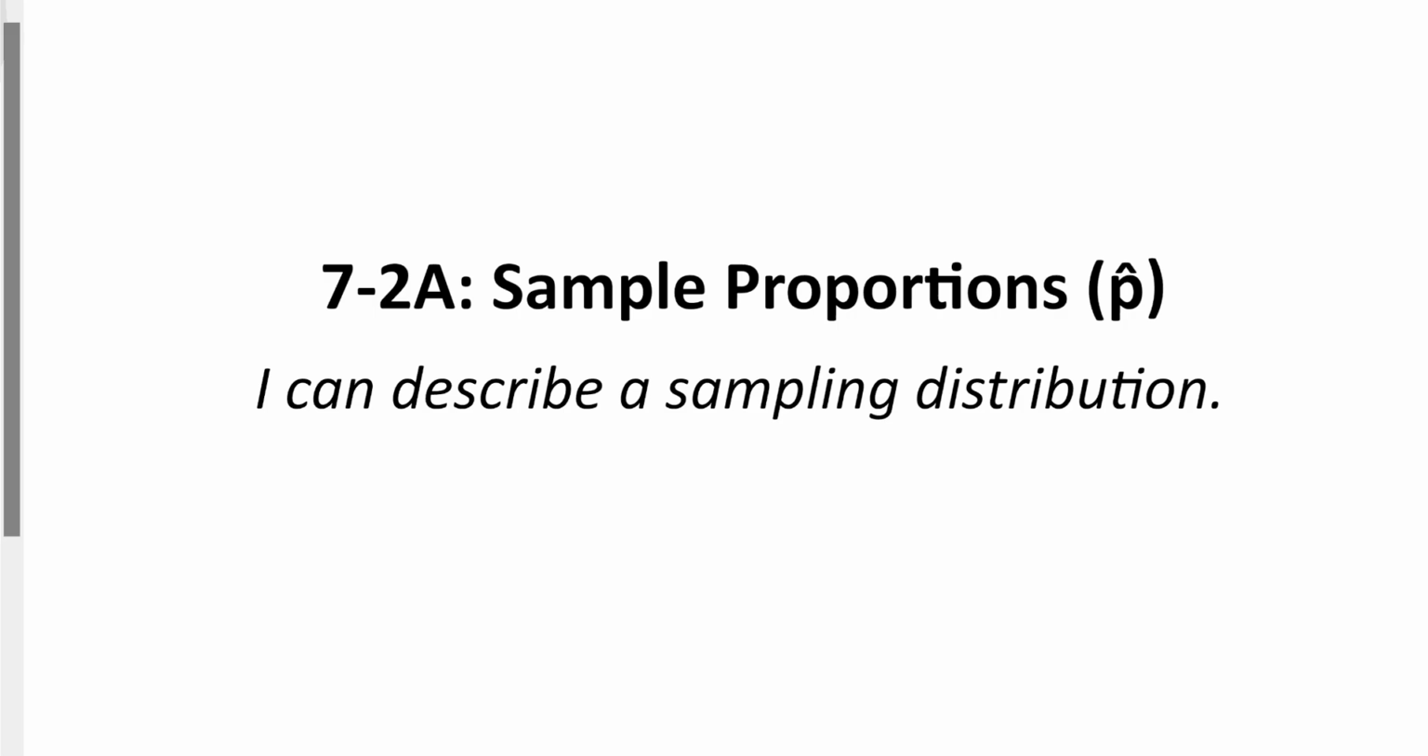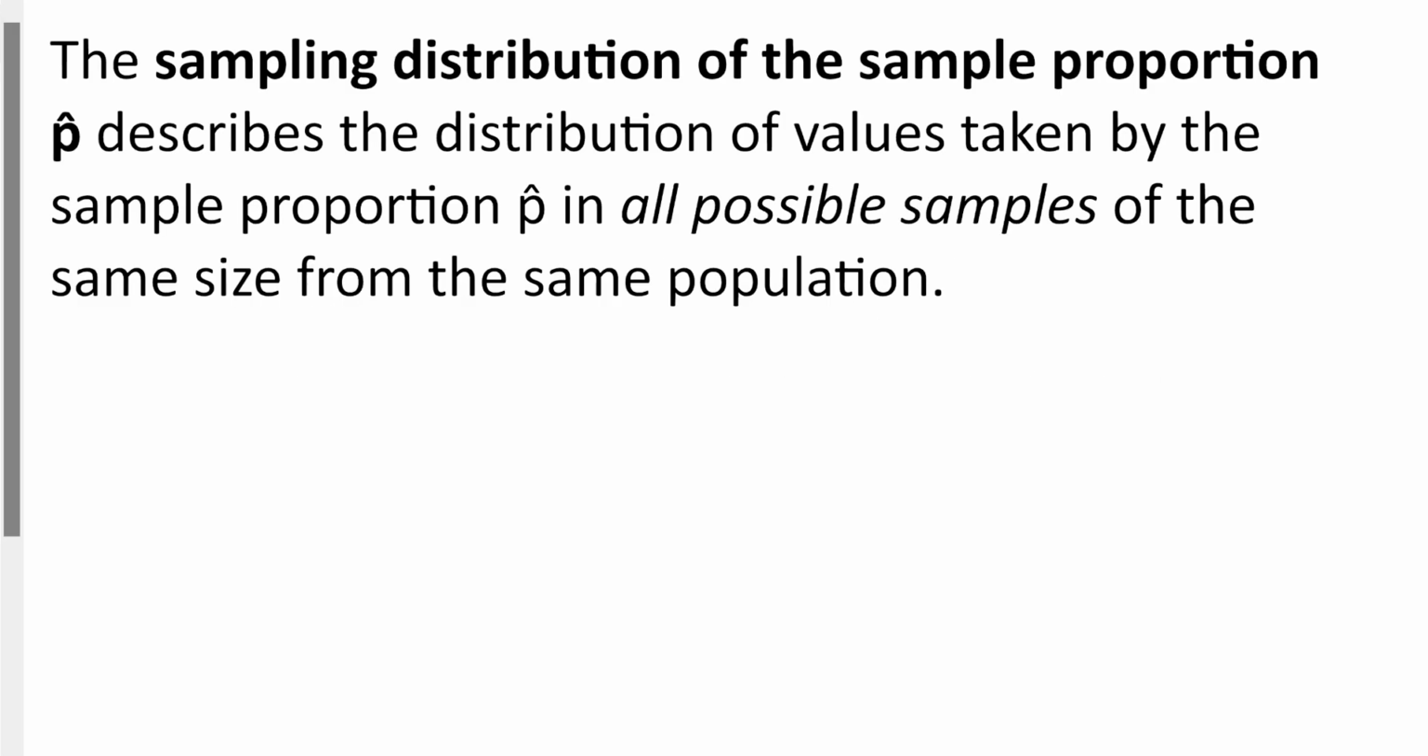All right, goal for today is to be able to describe a sampling distribution. Now, what is a sampling distribution? The sampling distribution of the sample proportion p hat describes the distribution of values taken by the sample proportion p hat in all possible samples of the same size from the same population. So again, that's the idea of a sampling distribution. We're not just looking at one sample, we're looking at all possible samples of the same size from that population. Okay, and then we're looking for the proportion that we get from that.